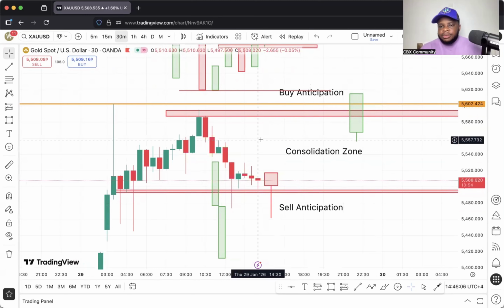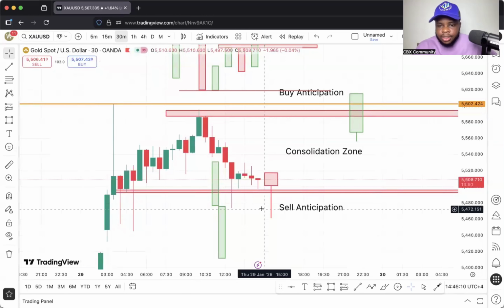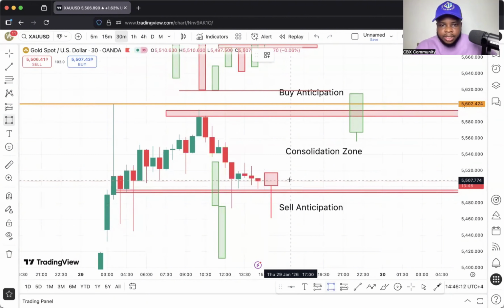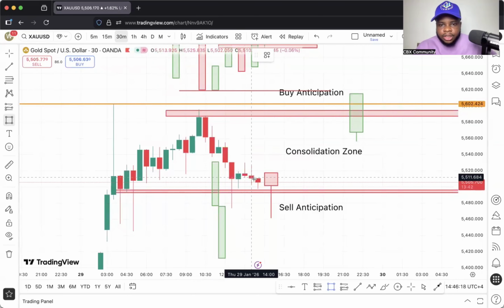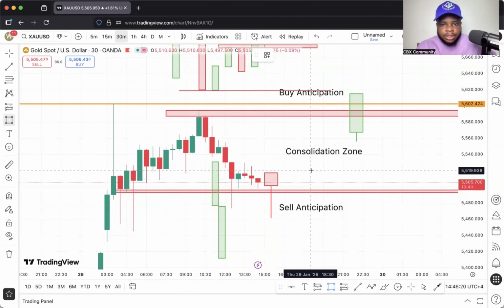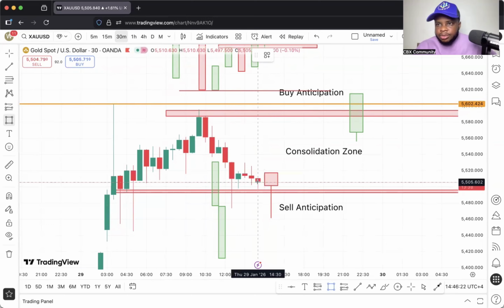Let's see. We're looking at the condition of the market structure. There's no volume in the market because of how the bodies of the candles are all closing with a small body, and a small body, and a small body. So let's see what this recent 30 minutes candle wants to do.